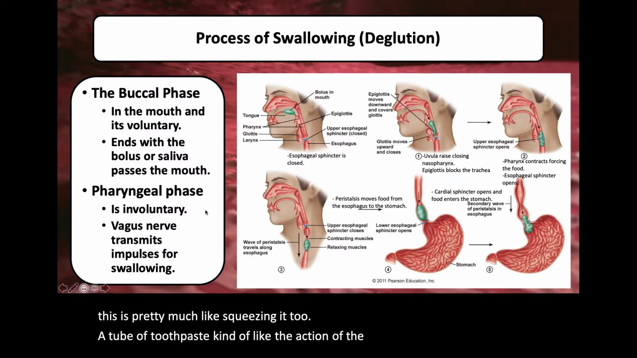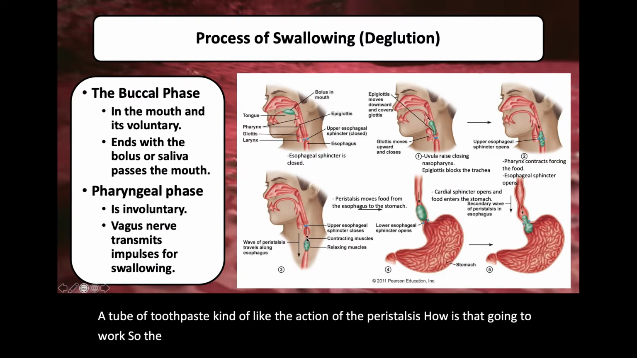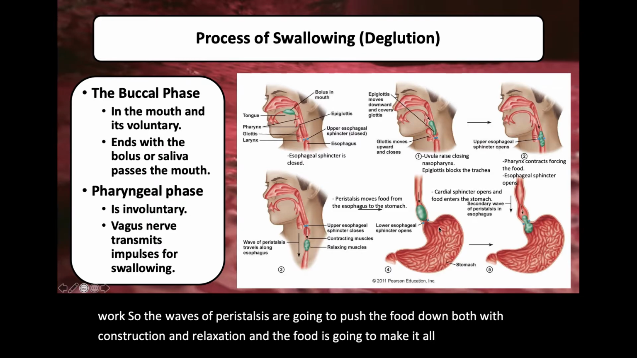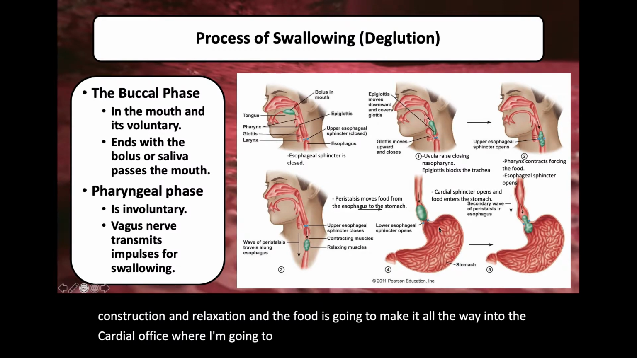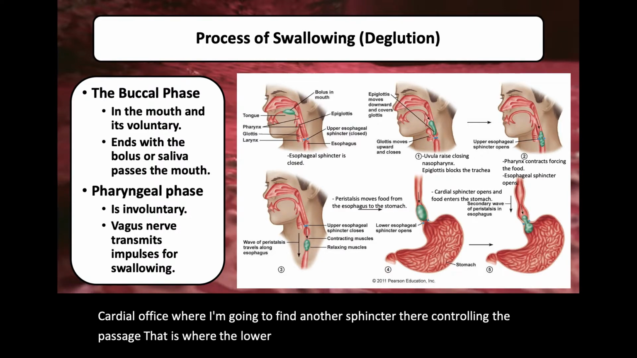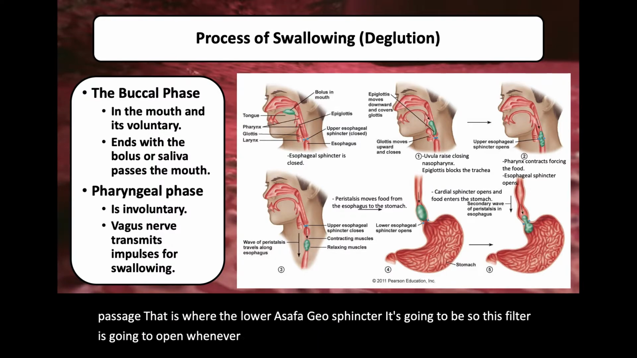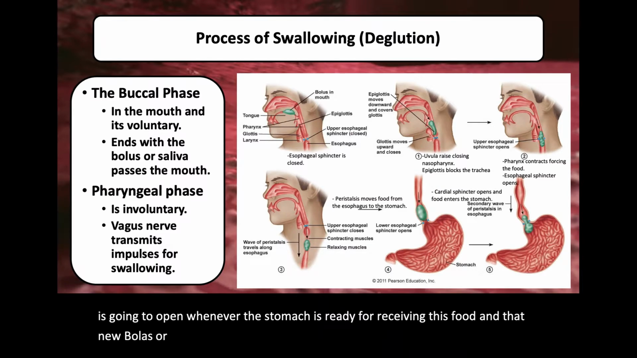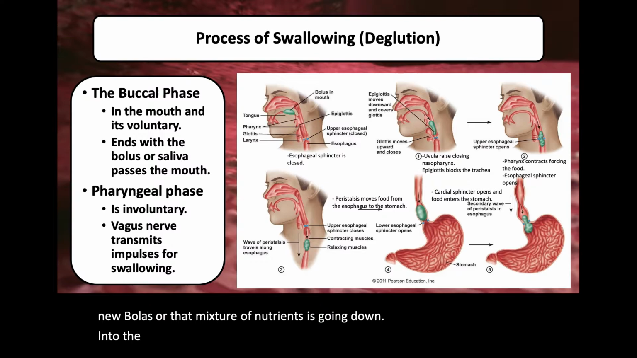How is that going to work? So the waves of peristalsis are going to push the food down, both with contraction and relaxation, and the food is going to make it all the way into the cardial orifice, where I'm going to find another sphincter controlling the passage. That is where the lower esophageal sphincter is going to be. So this sphincter is going to open whenever the stomach is ready for receiving this food, and that new bolus or mixture of nutrients is going down into the stomach. So as you can see, the process that we have here is very regulated.